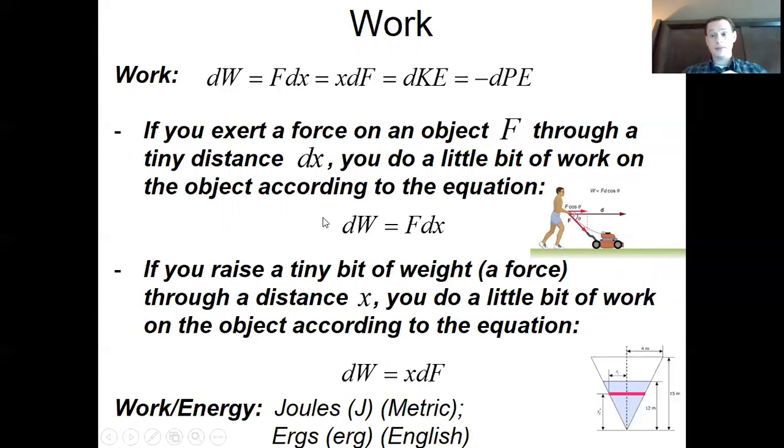Now, it's more general than that. If there's ever an equation of things, you should think, well, what happens if any of them get infinitely small? What happens if instead of the distances getting small, I'm pushing on a very tiny bit of mass?